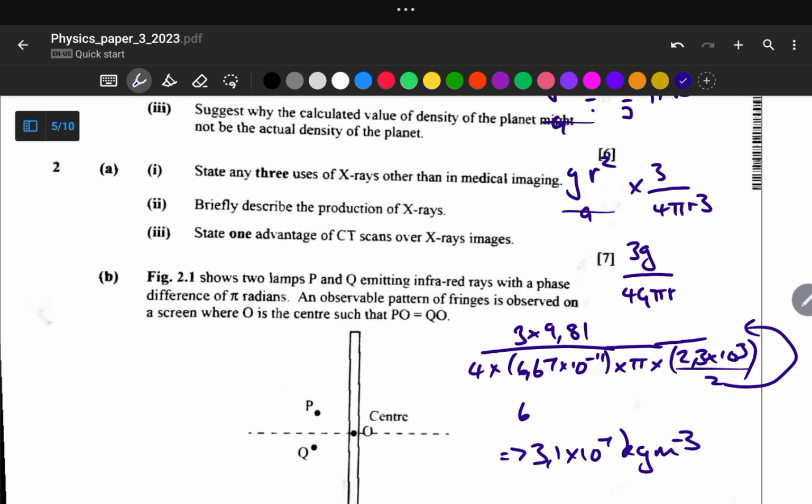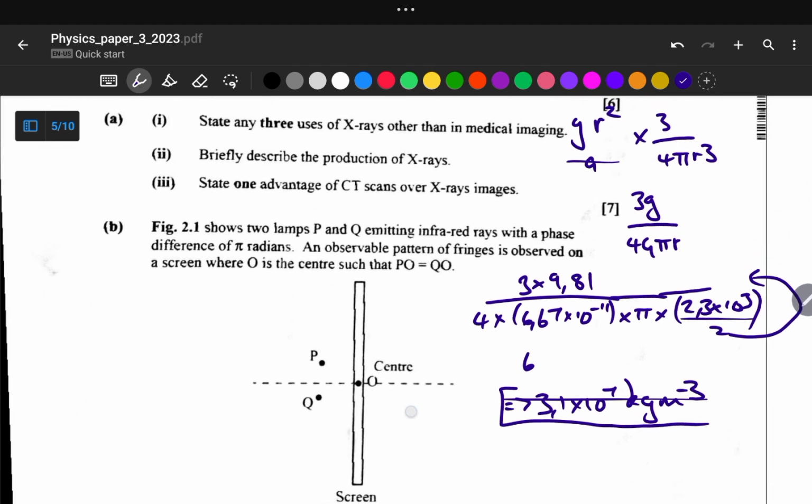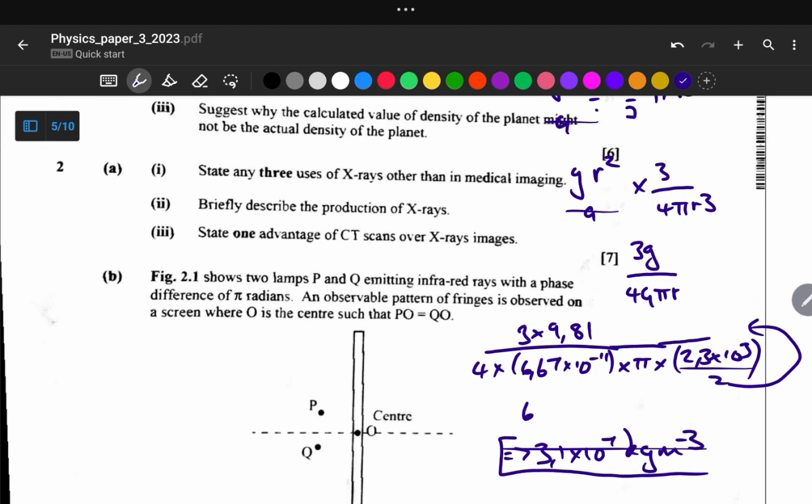Okay, so we are done with this number 1 of the question paper of November 2023, paper 3, and for the next video we will be focusing on question number 2 of this question paper.